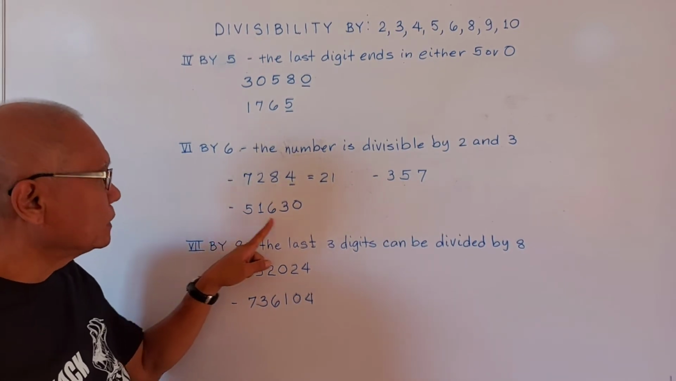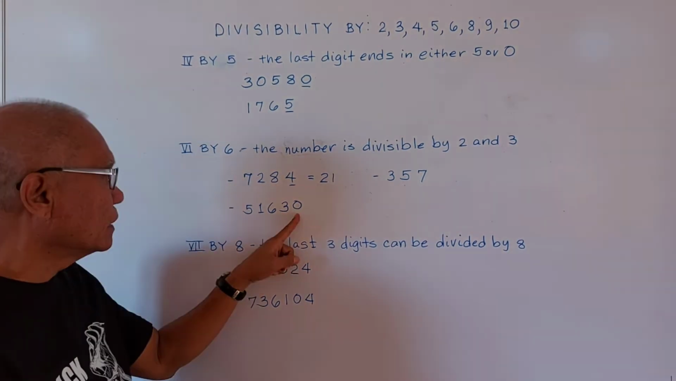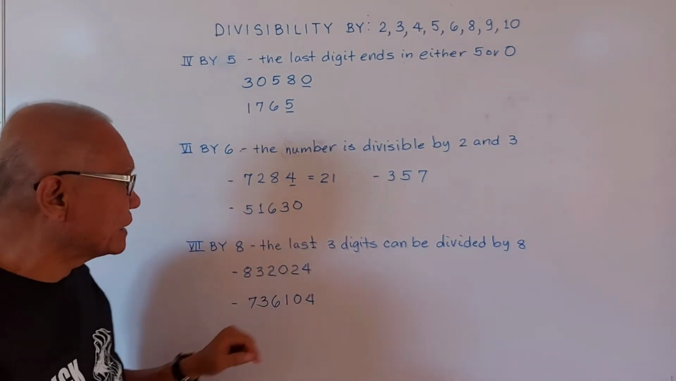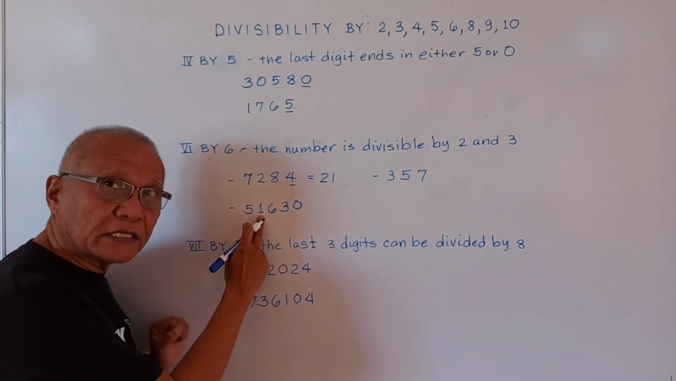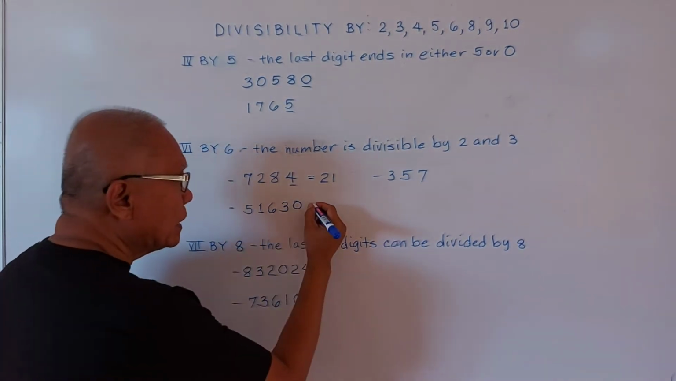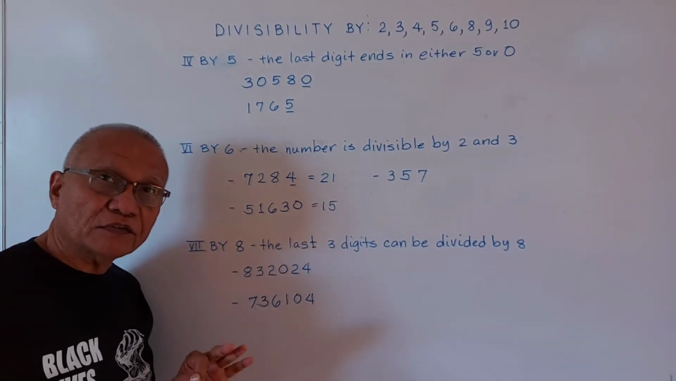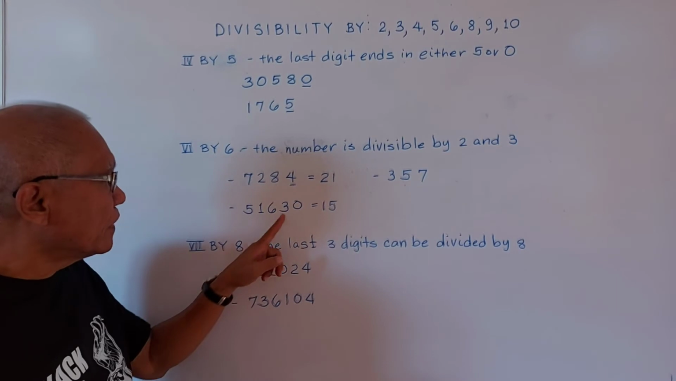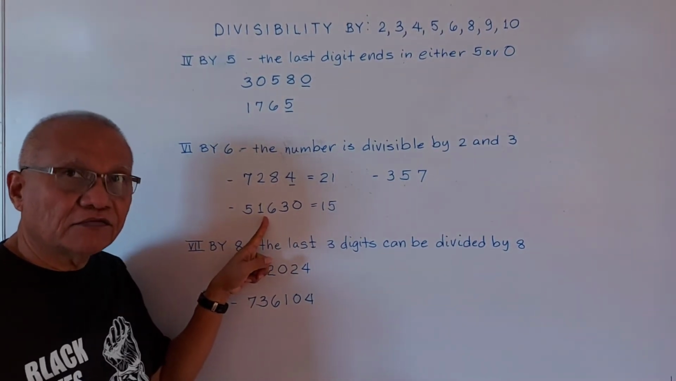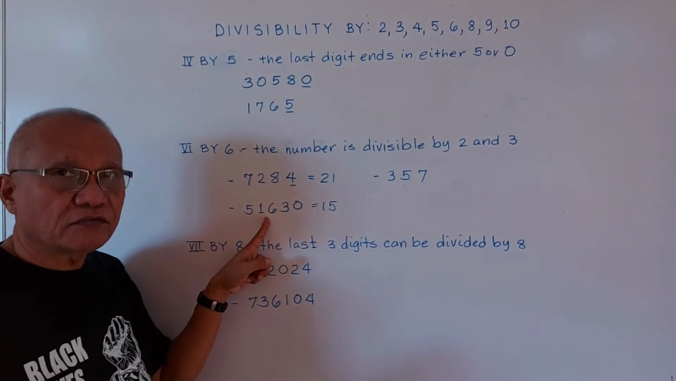Okay, how about this one? This one is 0, therefore it can be divided by 2. Let us now add the digits for the divisibility by 3. So 5 plus 1 is 6, plus 6 is 12, plus 3 is 15, and 15 is divisible by 3. We can divide 15 by 3 and the answer is 5. Therefore, this 51,630 can be divided by 6 because we can divide it by 2 and we can divide it by 3.